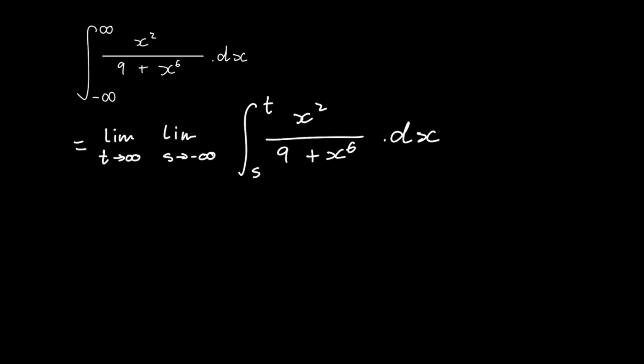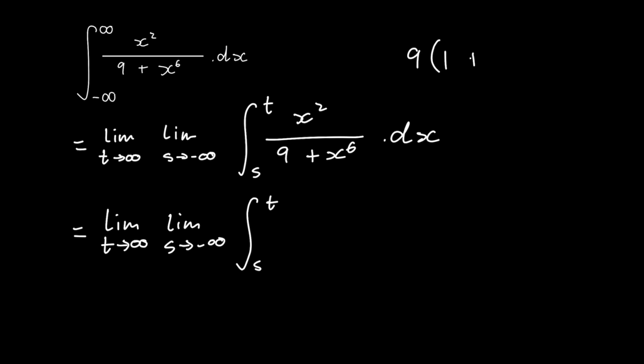Now what you notice is that x to the power of 6 is simply x cubed to the power of 2. And that's very interesting because the derivative of x cubed is 3x squared, and we have an x squared in the numerator. So that seems like a good place to go. Let's take out this 9, because that may be a problem for us. So the limit as t approaches infinity and the limit as s approaches negative infinity from s to t, and we take out that 9. Basically what we're doing is 9 into 1 plus x to the power of 6 over 9. That's the denominator here.